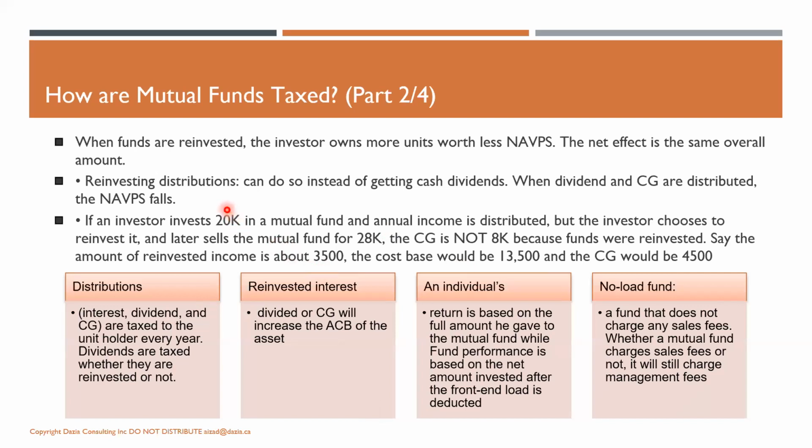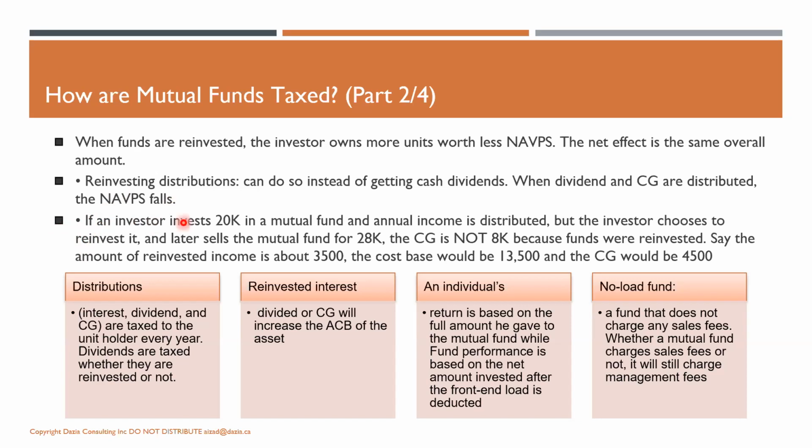When you get your bonus or dividend, you can do one of two things. One is you can take the money and go spend it, enjoy the money. Second, you can tell the company to reinvest the distributions: just take the money and buy me more shares or units. So that is also possible. In this case, the NAVPS is going to fall, meaning the price of the mutual fund will go down. Let's look at this example. Hopefully it makes it clear.